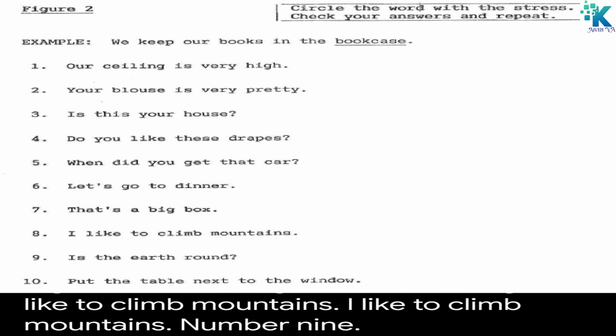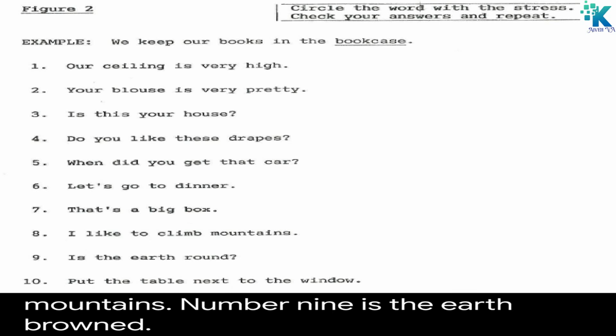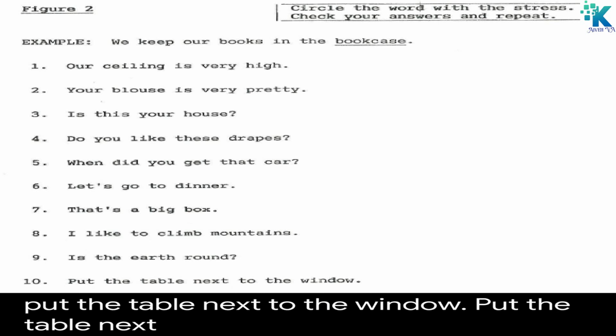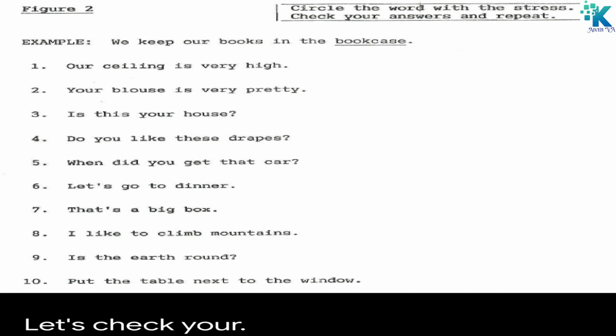Number 9. Is the earth round? Is the earth round? Number 10. Put the table next to the window. Put the table next to the window. Let's check your answers.